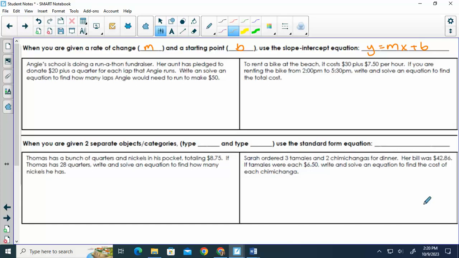So let's look at this problem. Angie's school is doing a run-a-thon fundraiser. Her aunt has pledged to donate $20 plus a quarter for each lap that Angie runs. So let's stop right there. That's all we need. I talked Friday about the last sentence is asking you to solve the second problem.